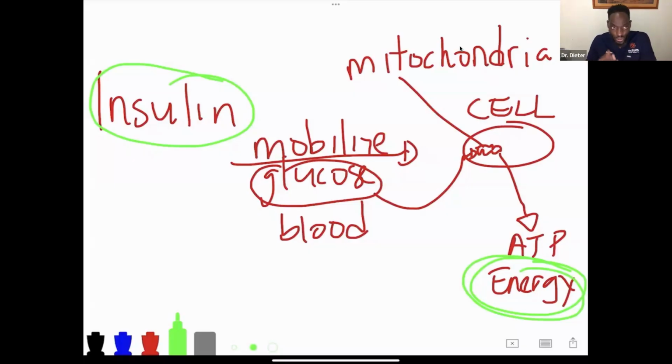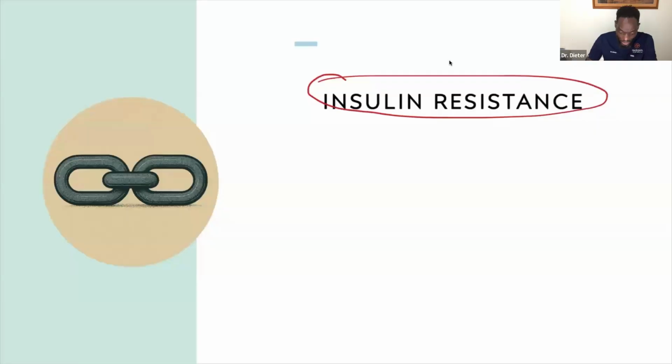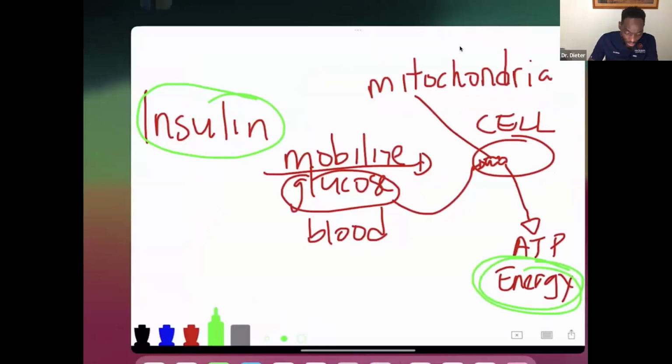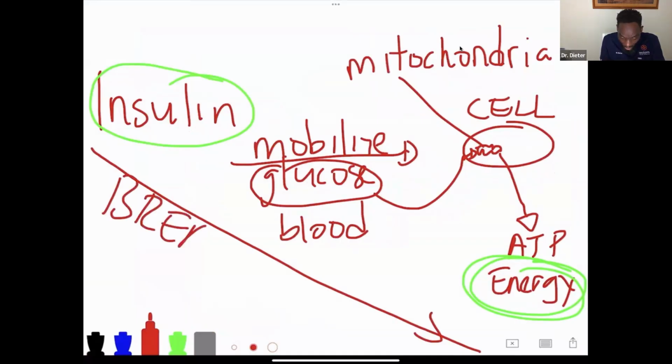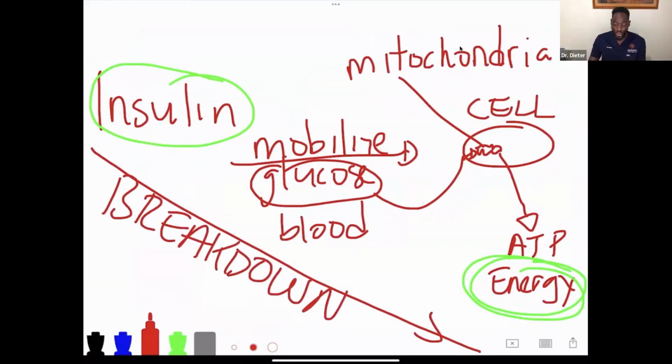Now that you understand what the job of insulin is, and by the way, insulin is a hormone, what then is insulin resistance? Insulin resistance is simply when there is a breakdown in this process, anywhere where there is a breakdown of insulin mobilizing glucose out of the blood into the cell so that energy can be produced. Anywhere in this chain where there is a breakdown, we say you have insulin resistance, and we say that your insulin is not working well.